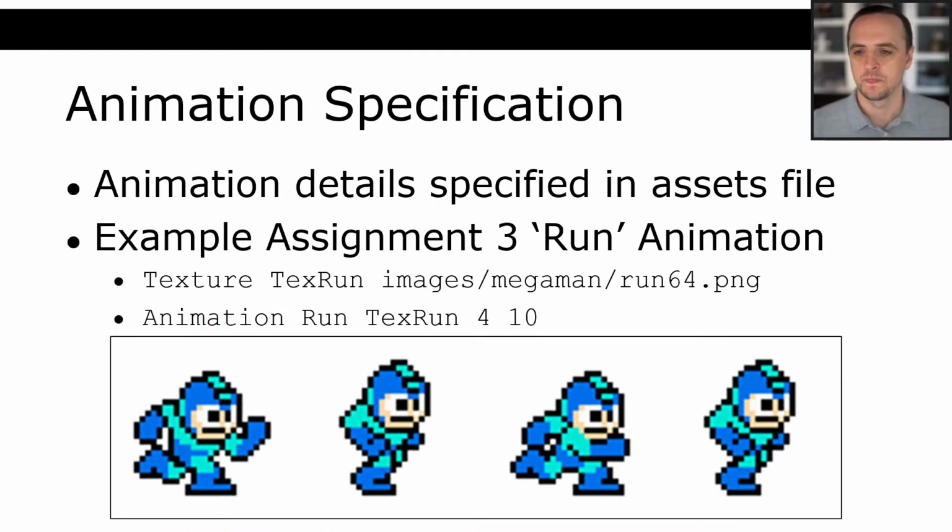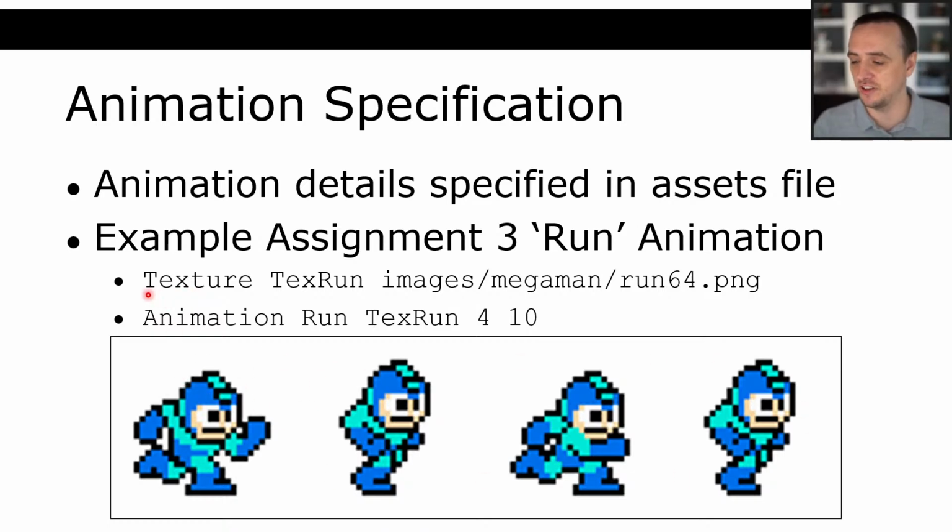And so, the animation details are going to be specified in the assets file. How we construct an animation is going to be in two parts. Each animation is going to need a texture, a number of frames, and a speed. So I guess three things. At some point in our assets file, we're going to load a texture.